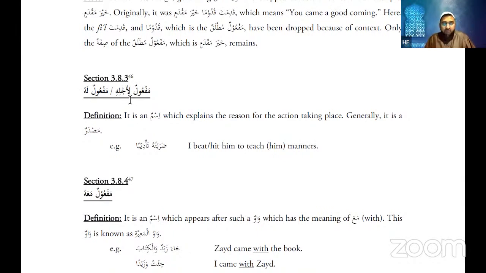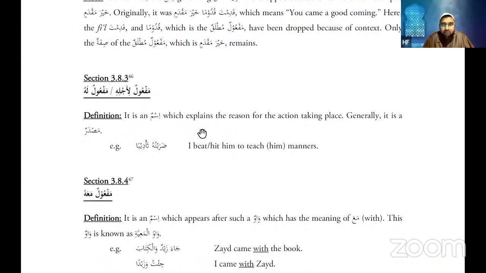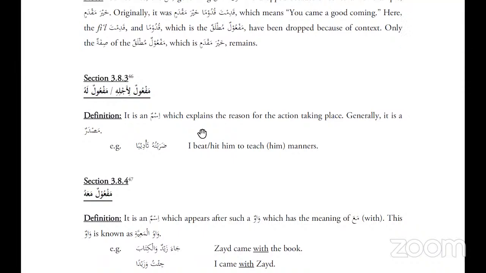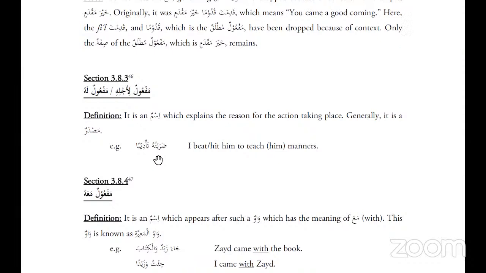So if I am standing, it's because of the object. Now, for example, look at this example. Sister Tahira, come on the mic. Definition: it is a noun which explains the reason for the action taking place. Correct. Generally, it is a masdar, so it's a root word from which the verb is extracted. So if you look over here, darabtuhu.